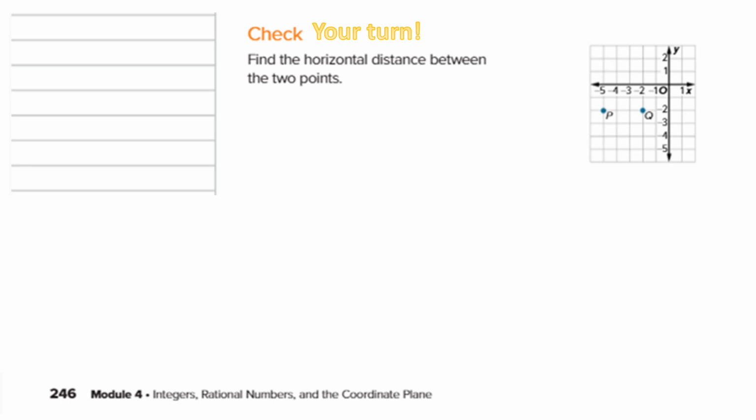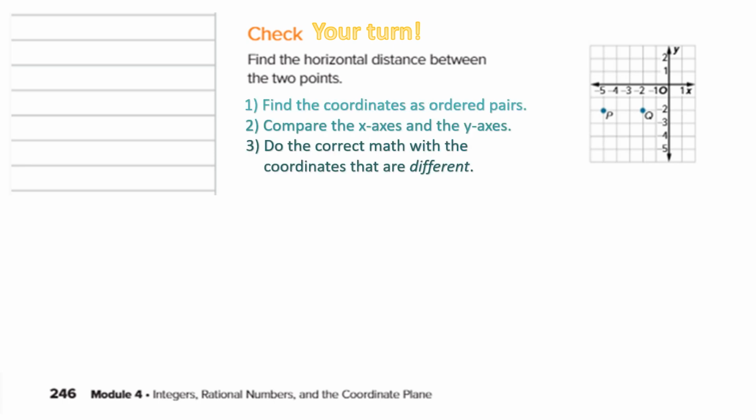So hopefully you've done as I've asked. You found your answers, and let's see what you did. Did you follow these 3 steps? Did you find the coordinates of both of the ordered pairs? Did you compare the x-axes and the y-axes to figure out which one you're going to keep and ignore, and then which ones you're going to do the math with? And then did you figure out what math you're going to do? Are you going to add or are you going to subtract the absolute values?